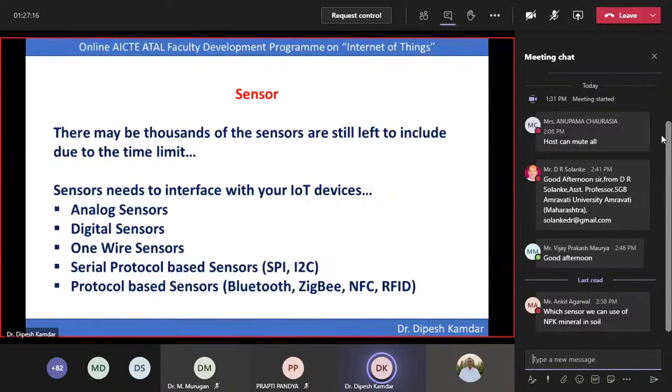If you have any queries on the sensors, you can ask here. Let's wait for the question and answer session on sensors, and at that time you can ask the questions on the sensors.